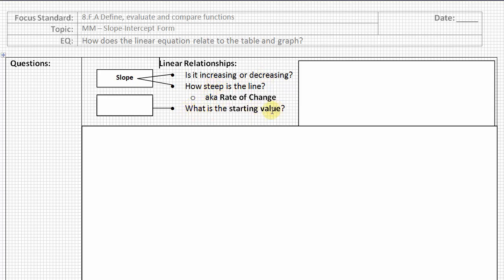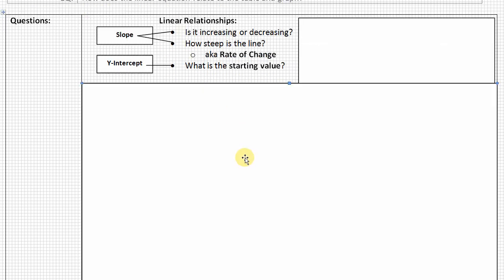When we talk about the starting value, what we're talking about is the y-intercept. Intercept means where it crosses. So it's where it crosses the y-axis, and that would be the starting value. So when we're describing linear relationships and we're using their equation form, we use a pretty standard equation, and it is called the slope-intercept form. So let's talk a little bit more about that.